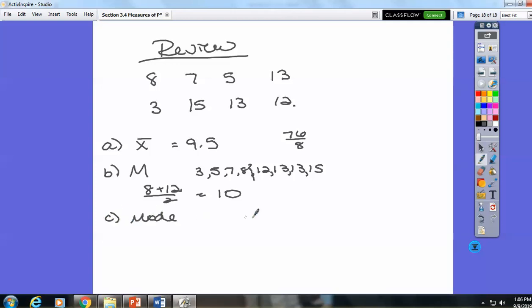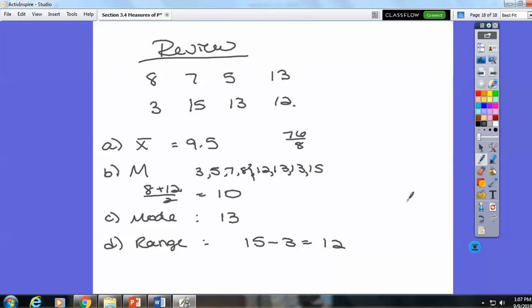How do you find the mode? Which one occurs the most on this? 13, that's my mode. What if I said the range? Take the largest one. So 15 minus 3 is 12. So you guys could find all that stuff?